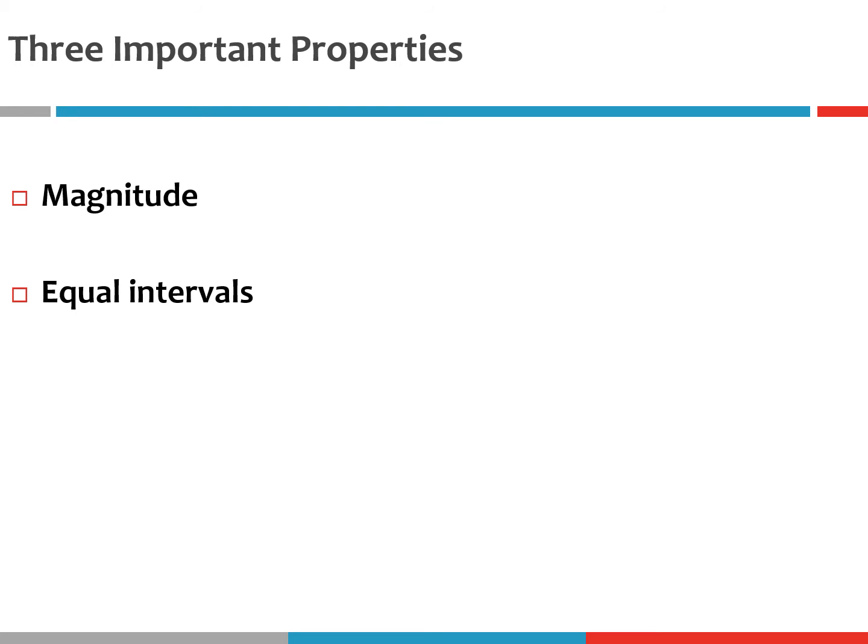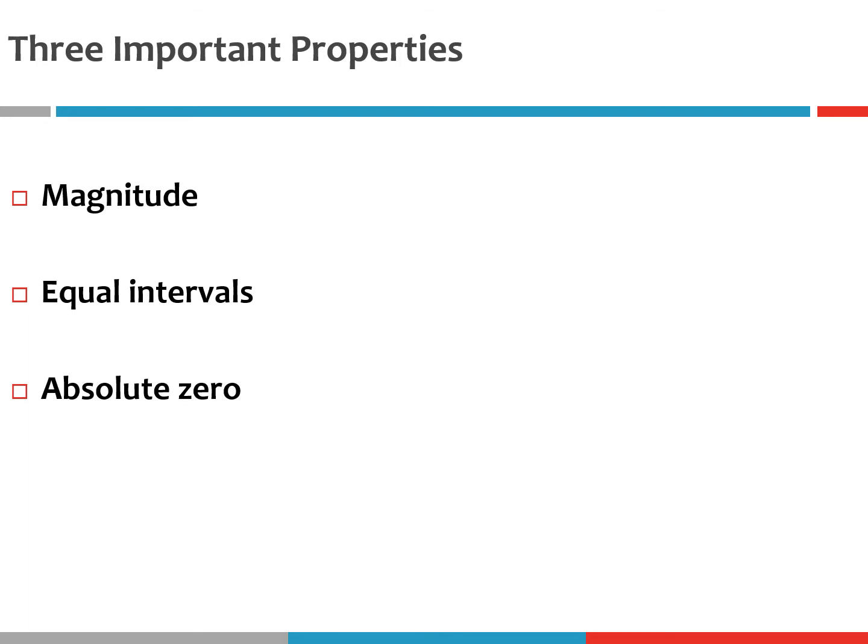Equal intervals. So equal intervals are essentially present if the difference between two adjacent numbers refers to the same amount of difference on the attribute. Okay, so is the difference between two adjacent numbers referring to the same amount of difference on the attribute or whatever we're measuring? Okay, so that'll make more sense in just a moment.